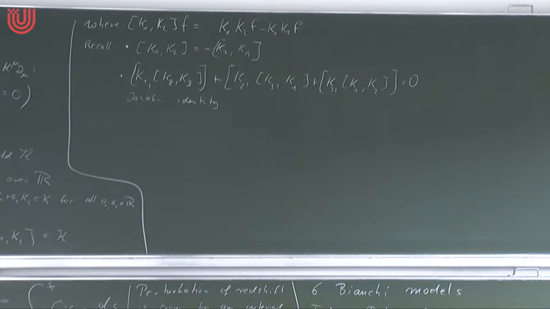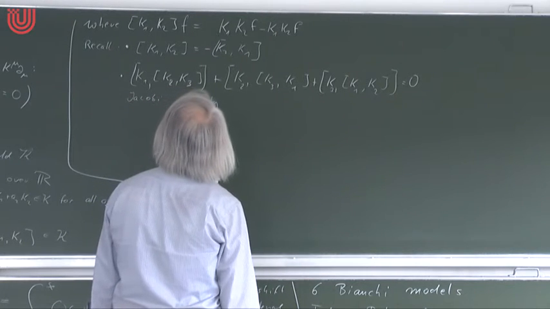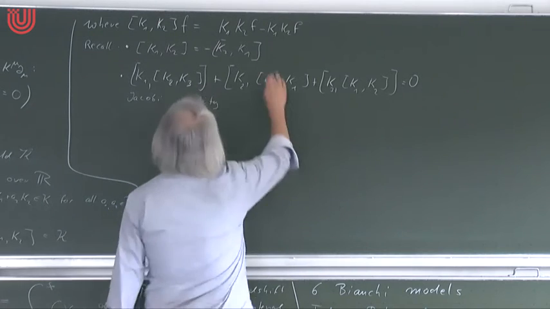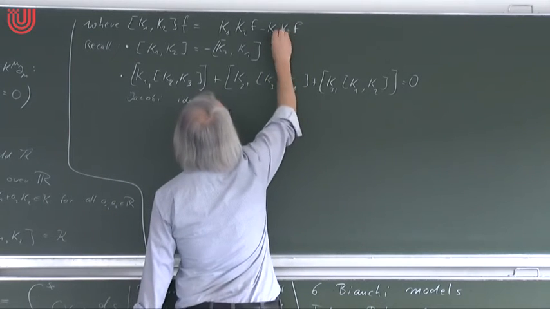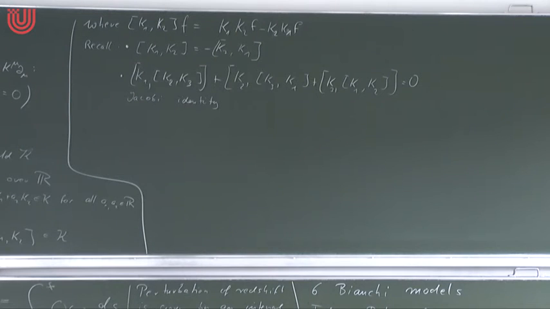So if you do, yeah? In the first line, you have to switch the indices of the K's, right? In one. Otherwise, it's 0. Oh, stupid, yes. Of course, the other order, yeah.